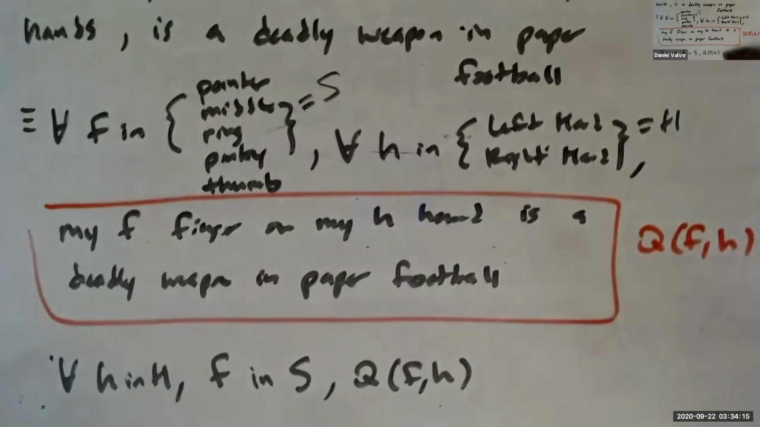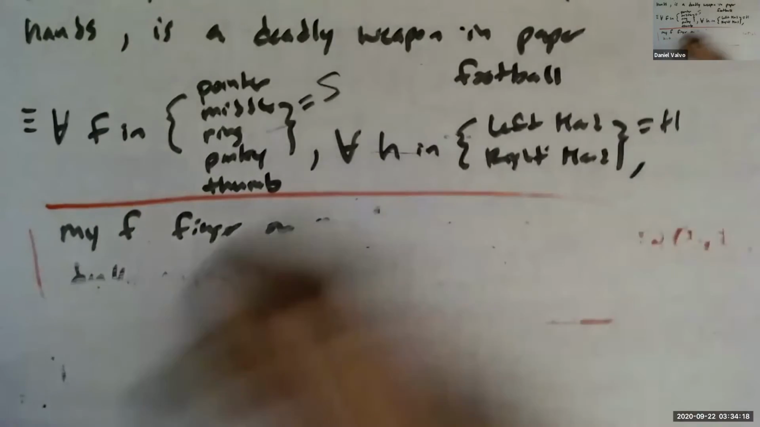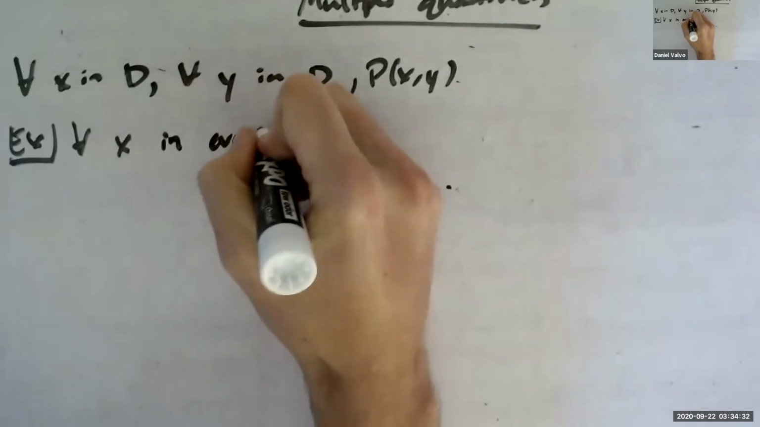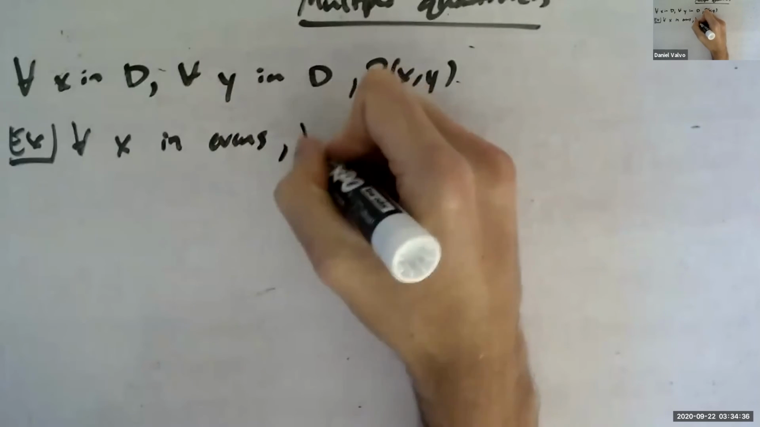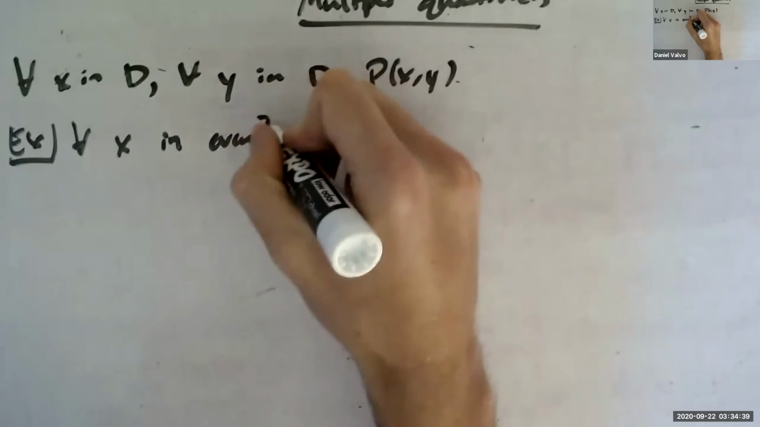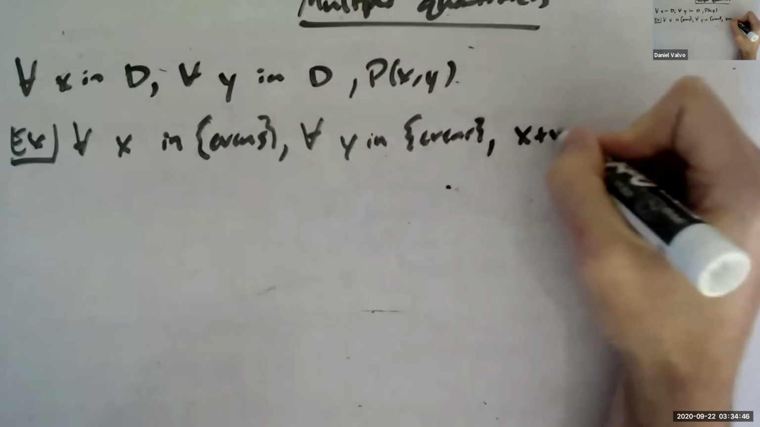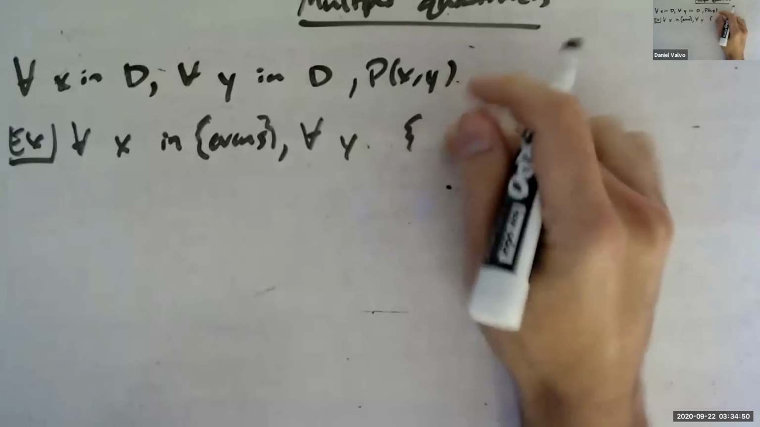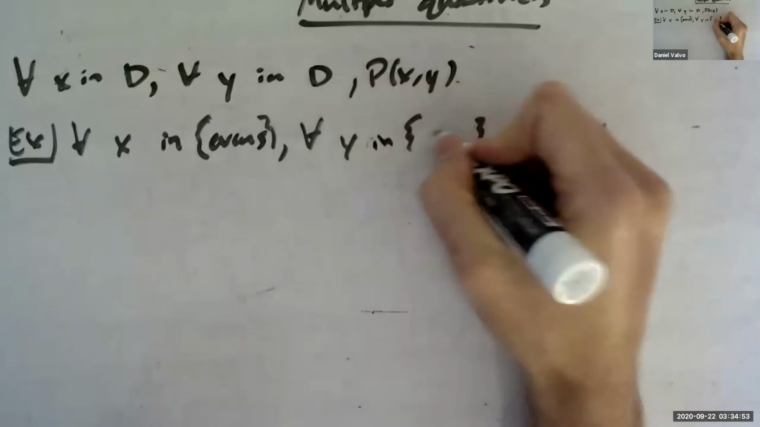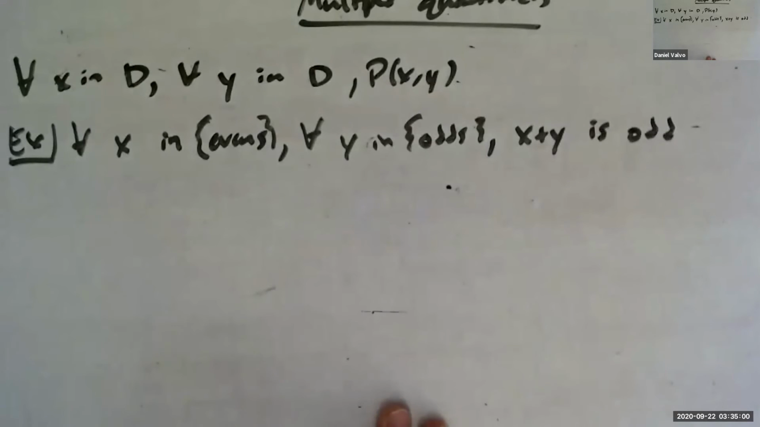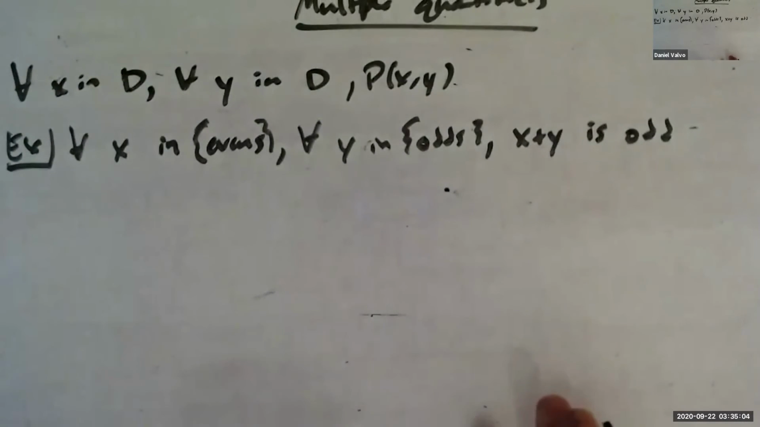So yeah, another example would be, real quick: for all x in evens and for all y in, actually I'll say for all y in odds, x plus y is odd. Total statement, right? The double for all statement.